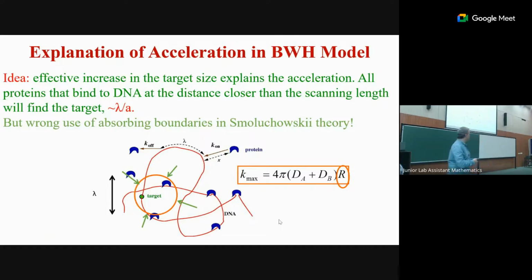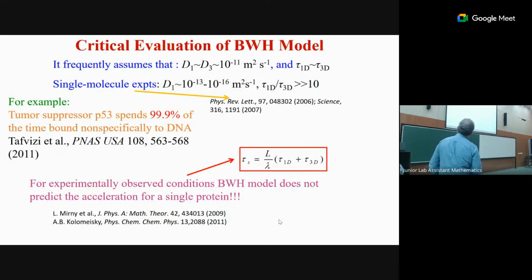But of course, this is wrong argument because you can come to this region and then go away. It's not guaranteed that you come back to target. Okay, so let me try to be critical and show that what they're saying is nonsense. So they typically assume diffusion coefficient in solution and DNA is the same, and the time to be in solution and DNA is the same. Okay, so this is the only way to have a relatively fast search, but experimental conditions show that it's very different.